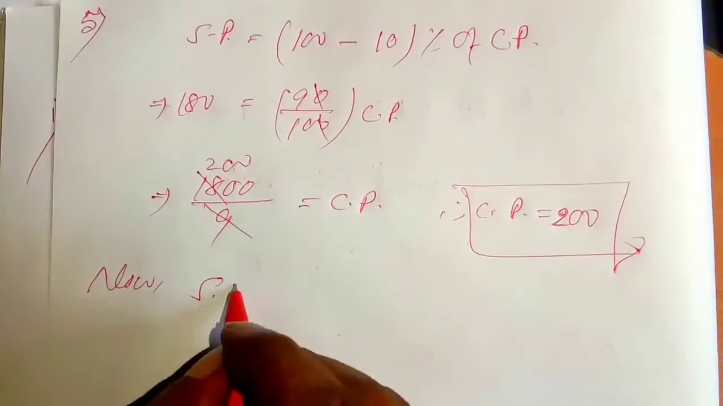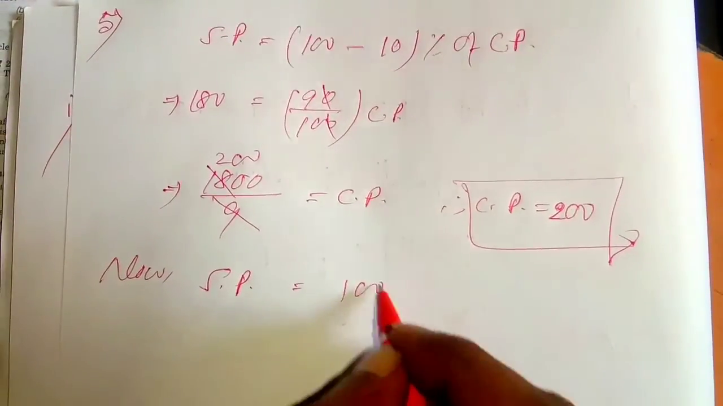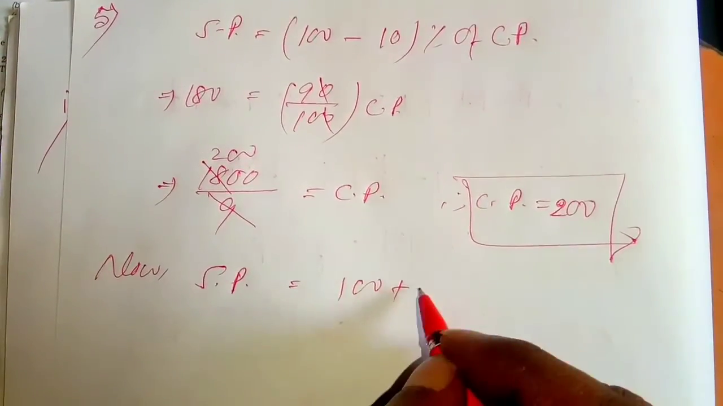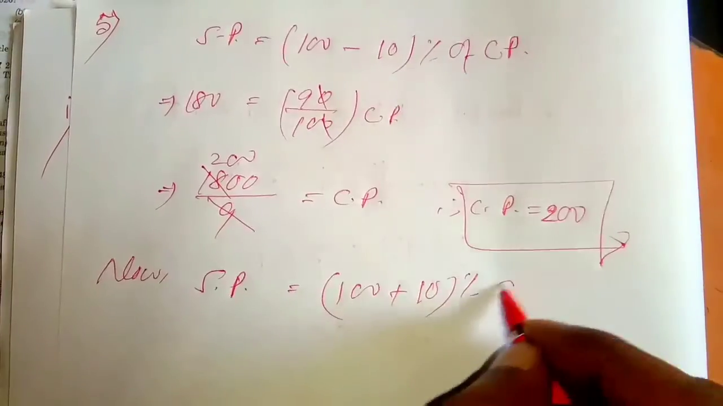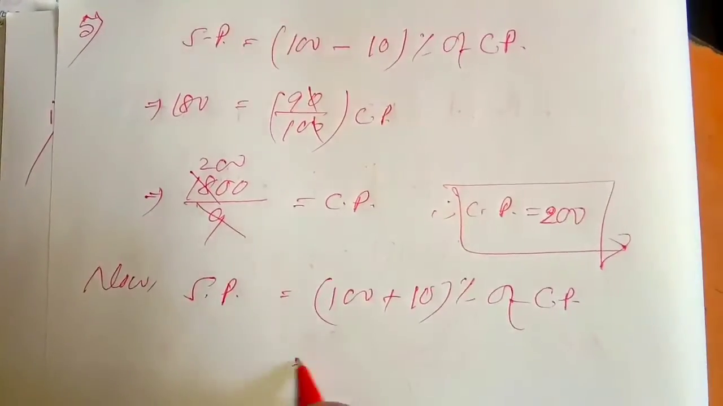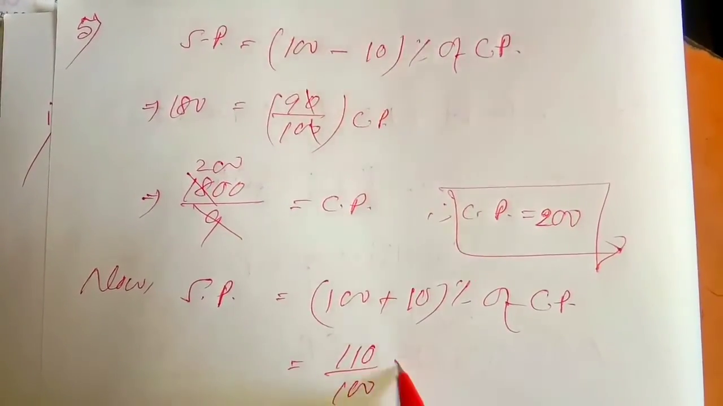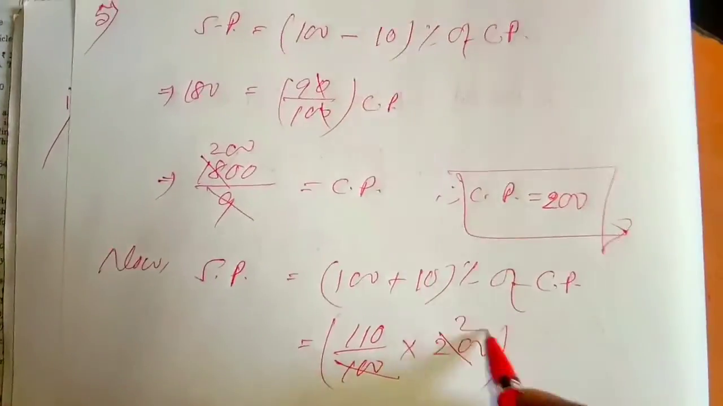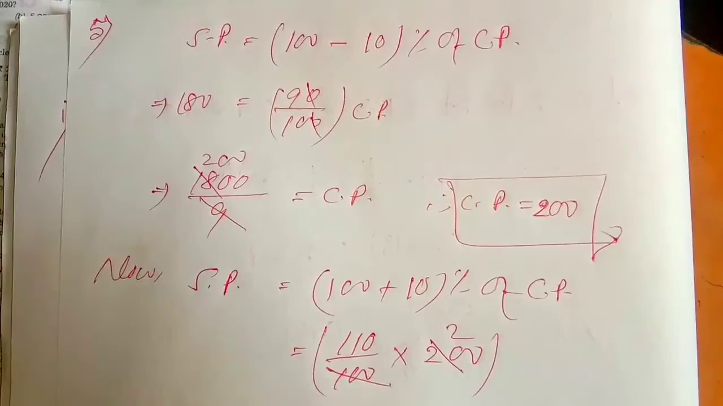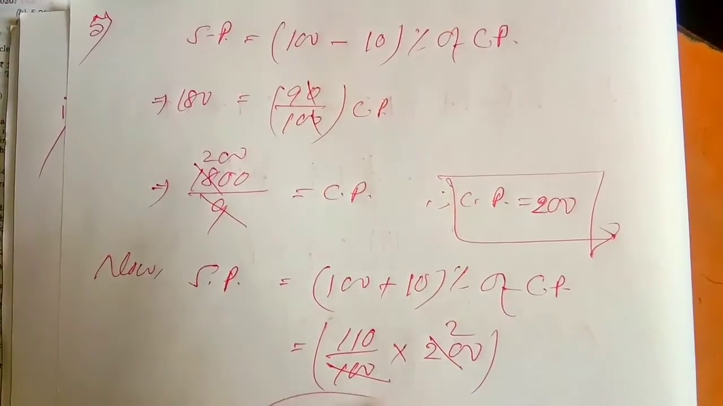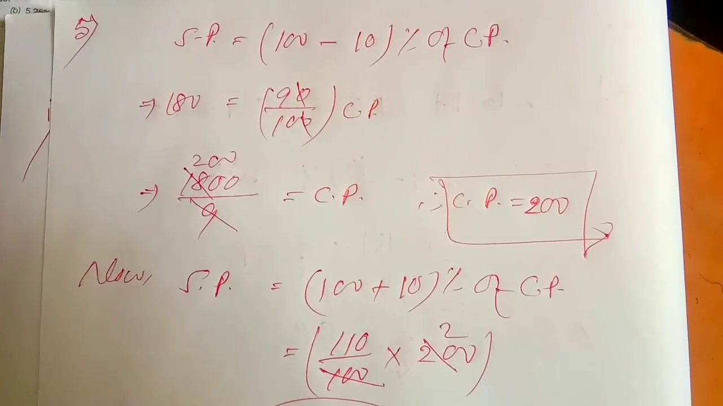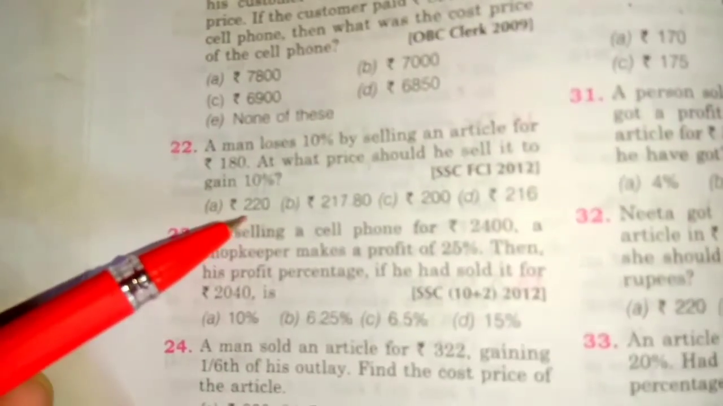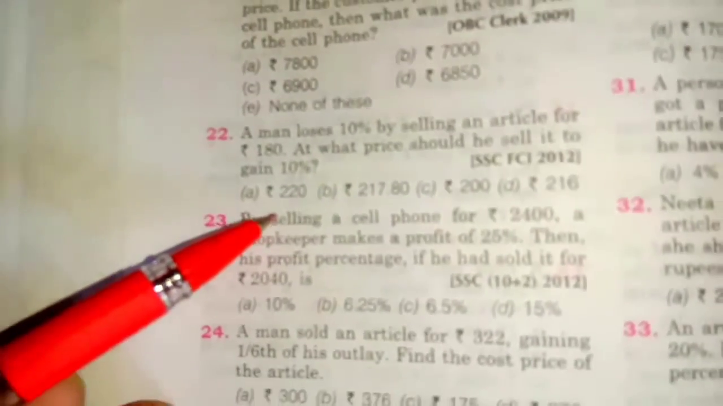Second part you have to find out now: the selling price. That is 100 plus profit. Profit is again 10% of cost price. That is 110 by 100 into 200, as you got the cost price. Finally this is coming to 220. So what is the final selling price? That is 220. Okay, just see the options. What is the option given? A is 220. The answer is 220. This is the final selling price.